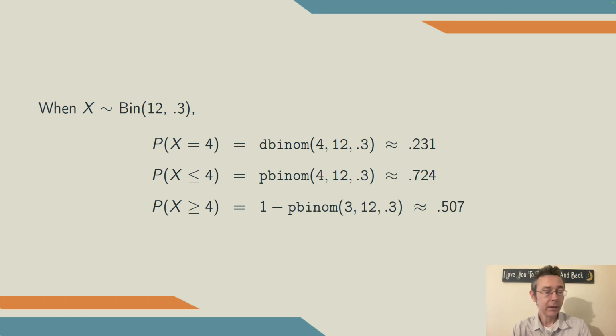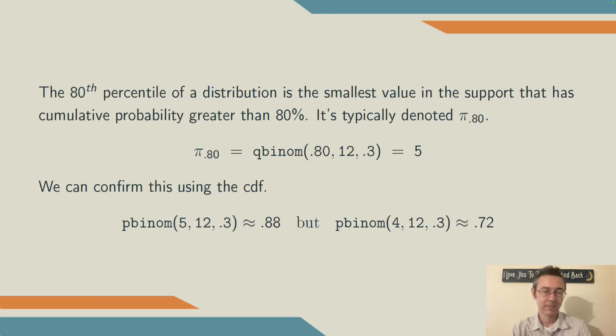To do the probability that X is greater than or equal to 4, we're going to do 1 minus the probability that it's less than or equal to 3. Because in this binomial distribution, which has support that consists only of the integers between 0 and 12, the events X greater than or equal to 4 and X less than or equal to 3 are complementary. 1 minus pbinom(3, 12, 0.3), we get about 50.7%.